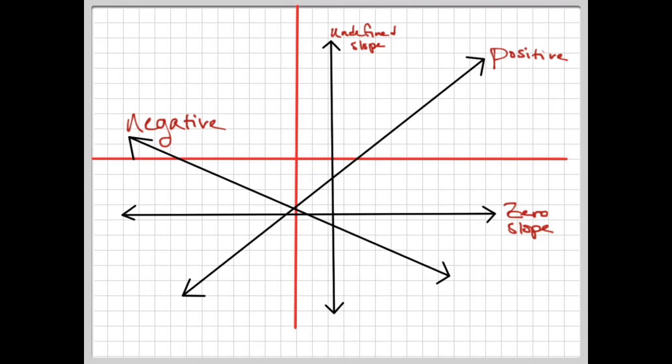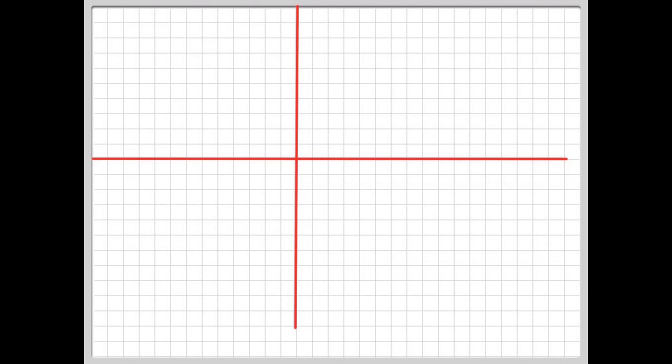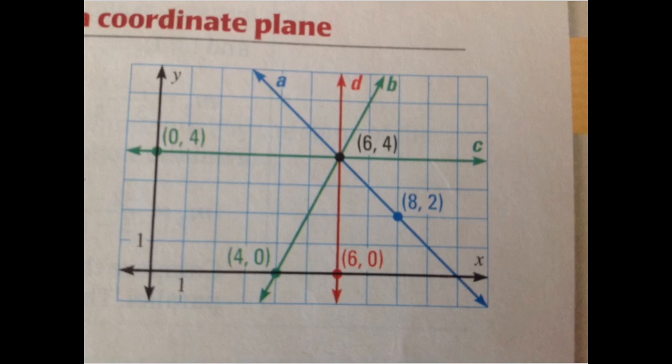And so in order to find the values of the slope, we need a couple of points on the line. So example 1 gives us a graph with several lines on it, and they ask us to find a couple of the slopes. The first one they want us to find is the slope of line A. So we need to pick 2 points on the line. What 2 points do we have? 6, 4, and 8, 2.